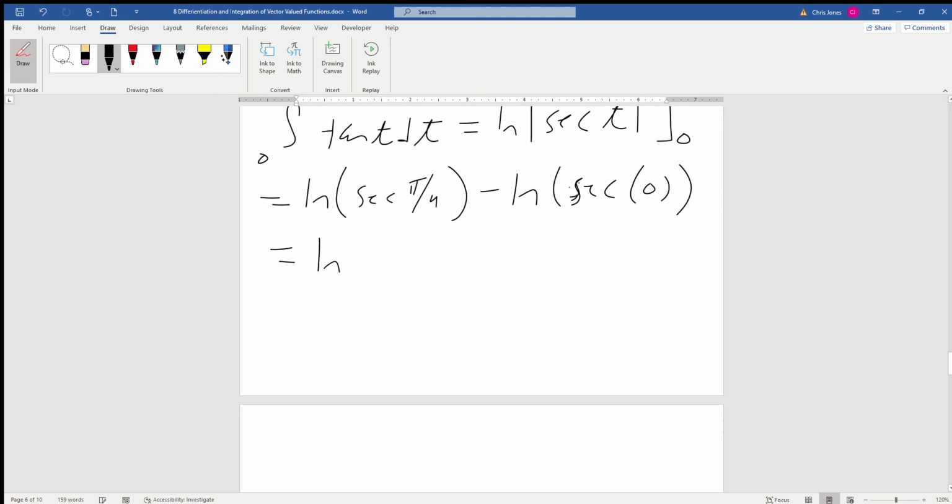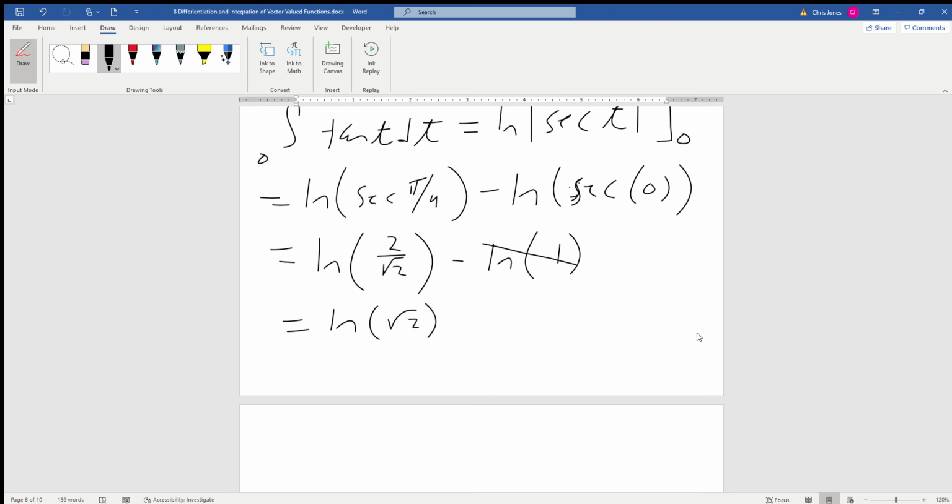Ln of secant of pi fourths is ln of 2 over root 2. And then ln of secant of 0, we know that secant of 0 is 1, since it is 1 over cosine of 0, cos of 0 is 1, so 1 over 1 is going to be 1. Ln of 1 is 0. And finally, if we were to rationalize that expression, we could just write this as ln of root 2 if we chose to. Now remember, this is all j.